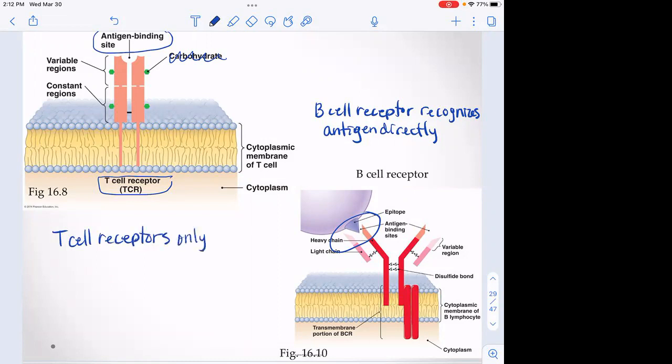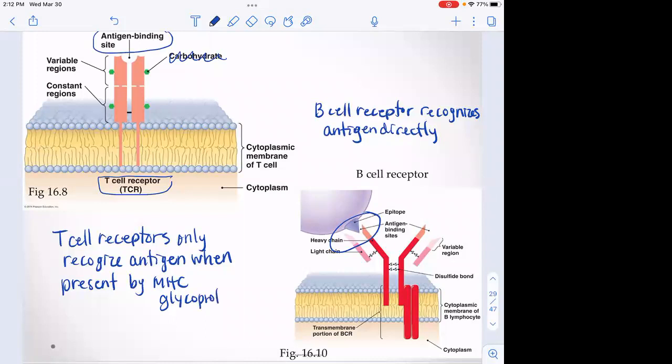So they only recognize antigen when it's presented a particular way. When presented by MHC glycoproteins. Okay, so they're very particular. They cannot bind directly to an antigen. They have to have it presented to them in a special way. Okay, so let's look at that special way that that's accomplished.